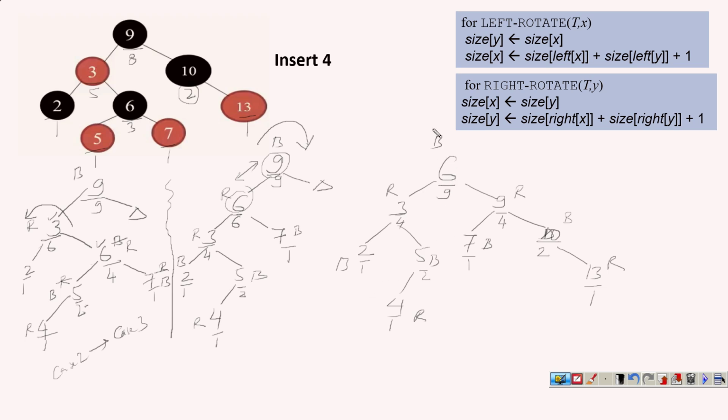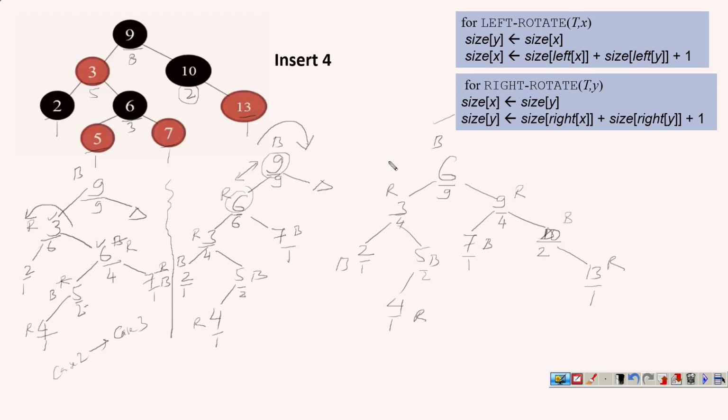How can we verify? The root is black in color. Every red node has a black child. And also we look at the black height. The black height is actually 2. In this path we have 2 black nodes. This path also we have 2 black nodes. Here also we have 2 black nodes, and here also we have 2 black nodes. So we checked that all the red black properties have been satisfied.